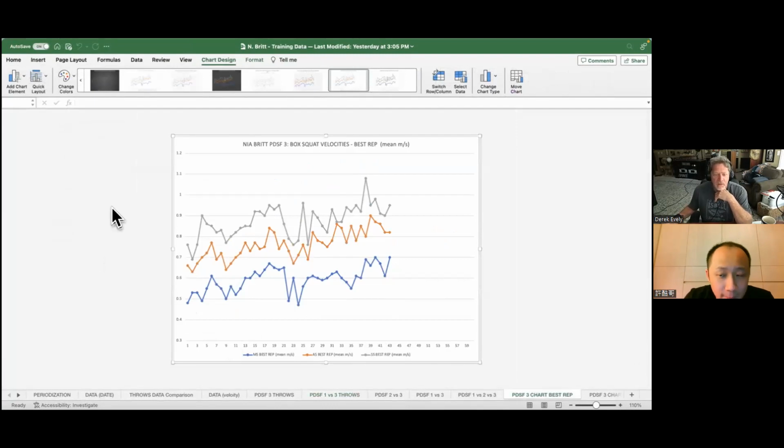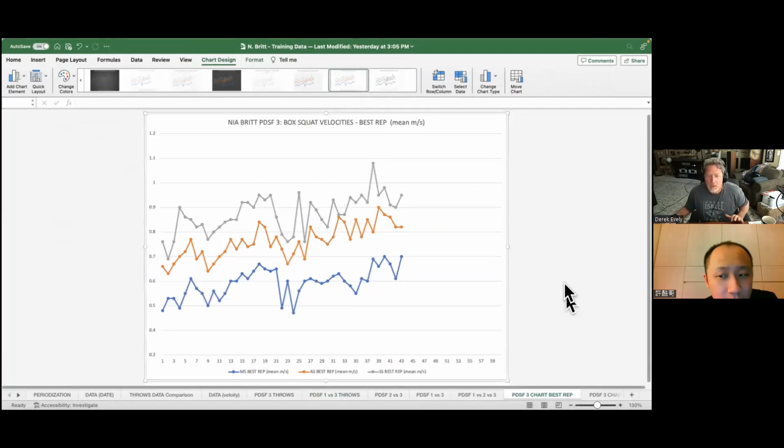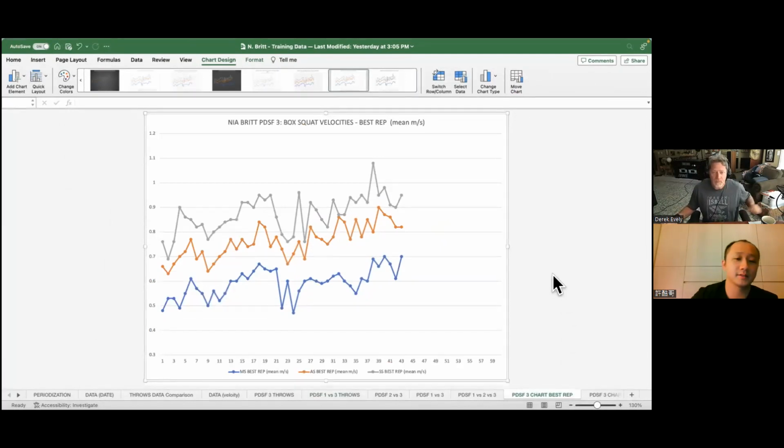So here's the cycle. Let me zoom in here. Okay, can you see this? Yeah. Okay, so this is the cycle here. This is the best rep of each of the three sets that I described. The blue is the max strength. The orange started in accelerative strength and went right up through strength. It's now in the strength speed zone, and the strength speed is the gray that goes right up.